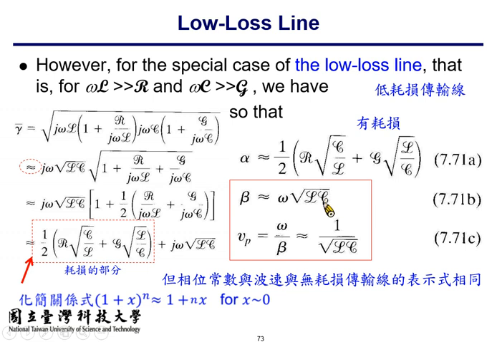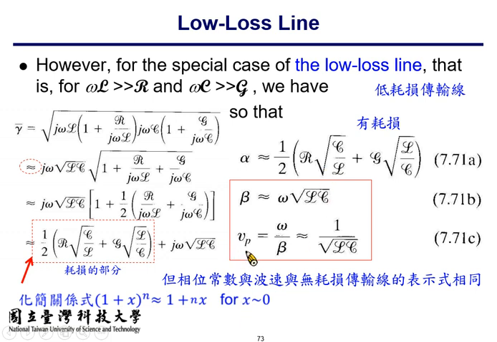So the beta expression is essentially the same as the lossless transmission line, which is not too surprising because we conduct this derivation based on the fact that alpha is small. So it has limited perturbation toward the other parameters. So the phase constant beta expression is about the same as before. It's still expressed as omega times the square root of L times C.